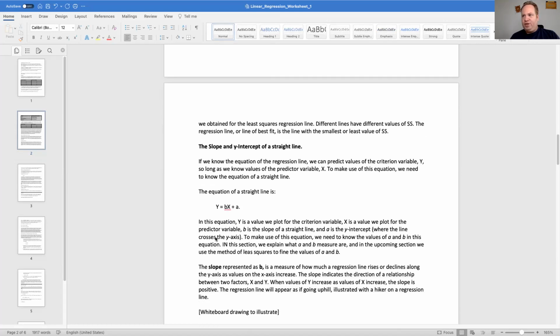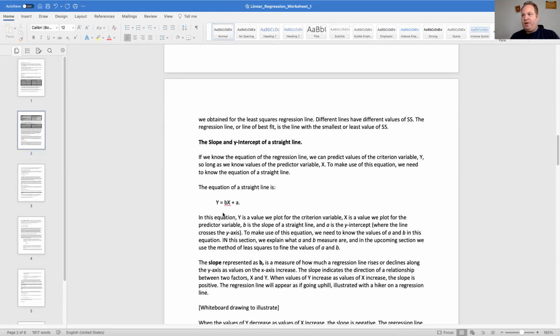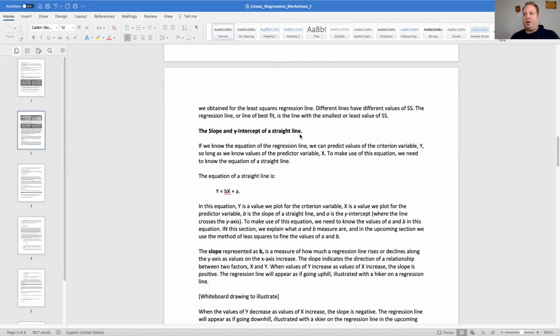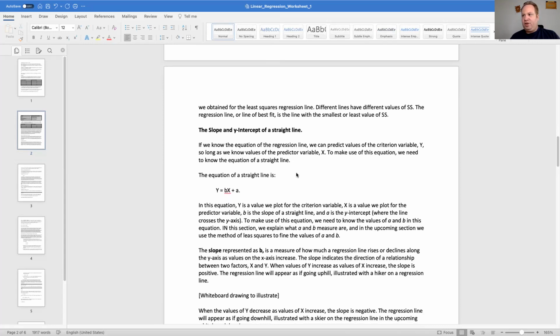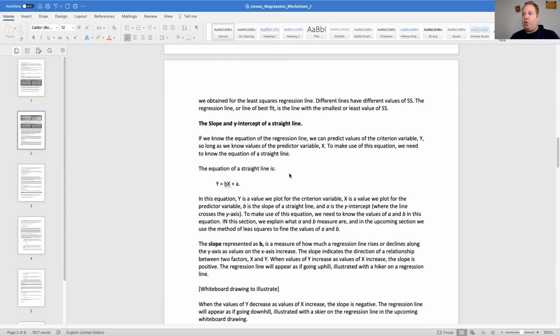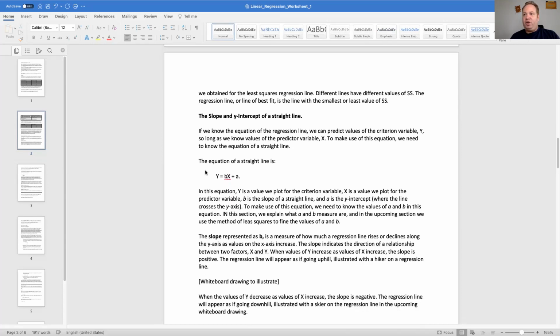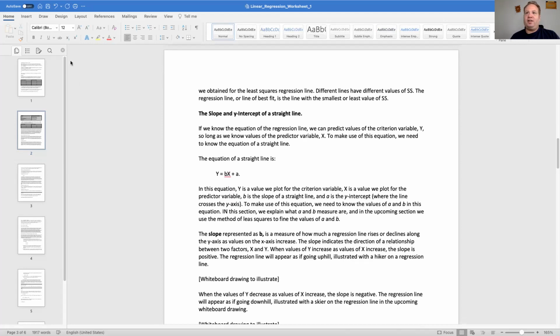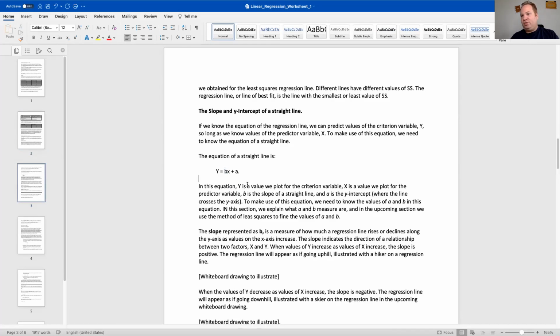If we know the equation of the regression line, we can predict values of the criterion variable y, so long as we know the values of the predictor variable x. To make use of this equation, we need to know the equation of a straight line. The equation of a straight line is y is equal to bx plus a. And a lot of times we probably would write this bx, and this would probably be italicized to show that it's a slope. But really just remember those letters, okay?